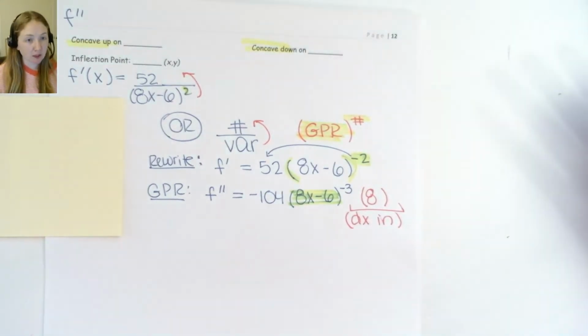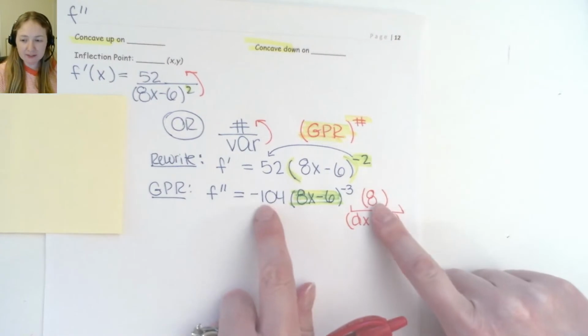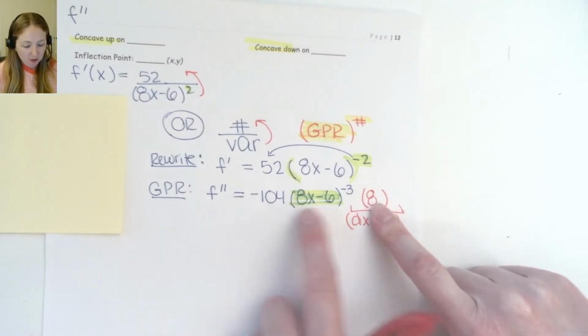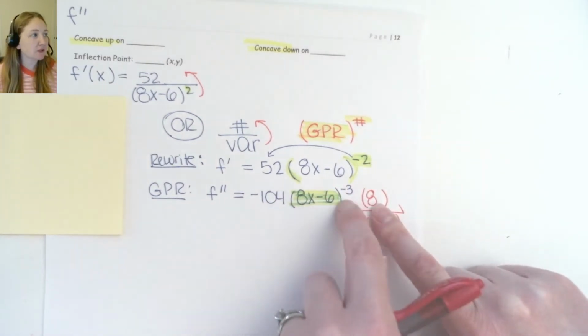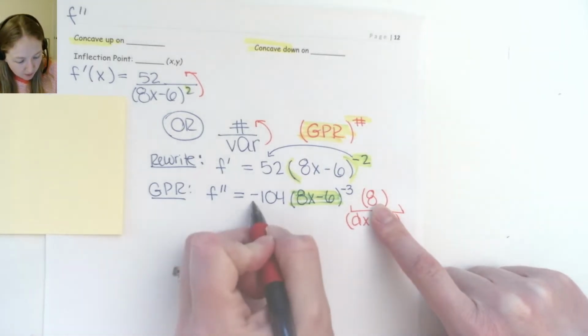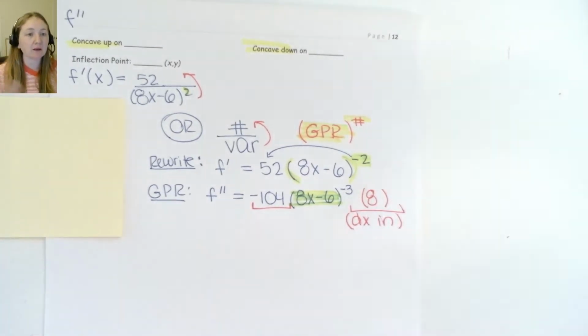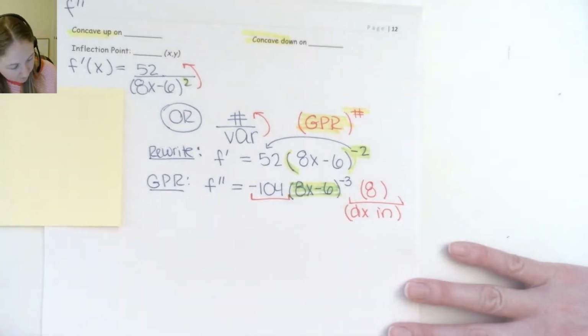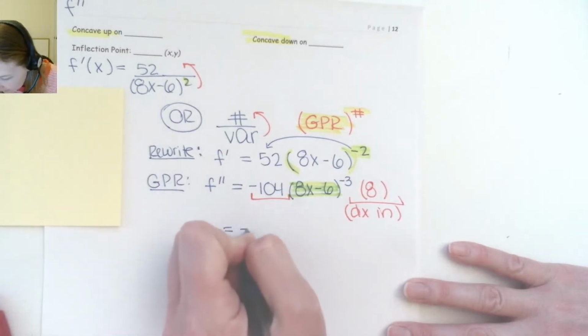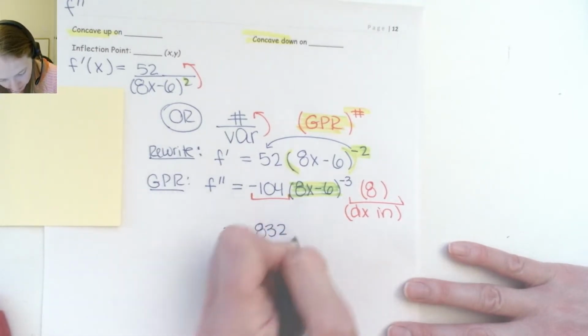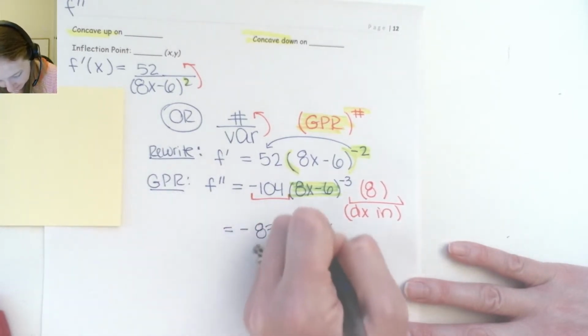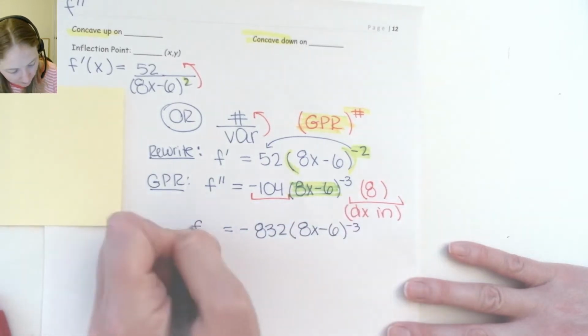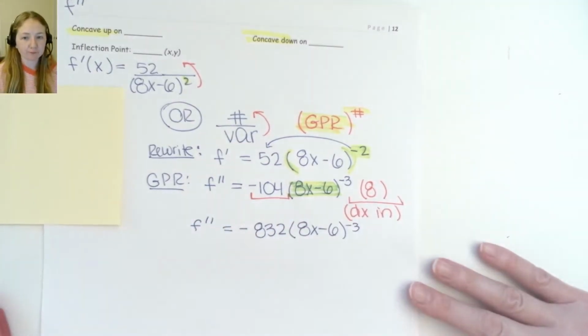Now, as we discussed, usually these bookends will combine together. The quantity in the middle, that parentheses to a power, cannot combine, but usually the front and the back you can multiply those two together. So I can take the negative 104 times the 8, and that gives me negative 832, (8x minus 6) to the negative 3 as my second derivative.